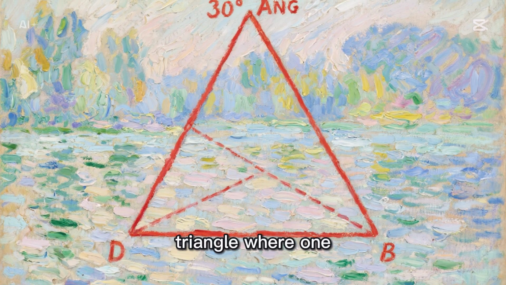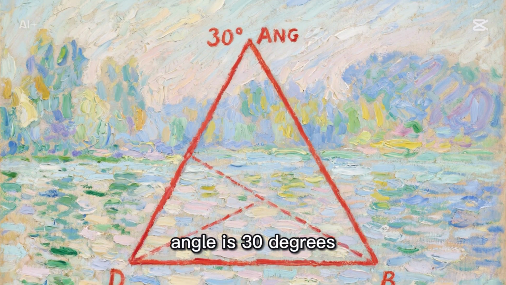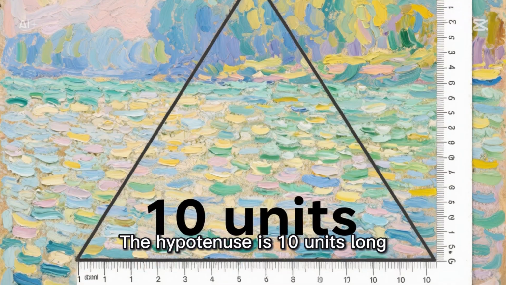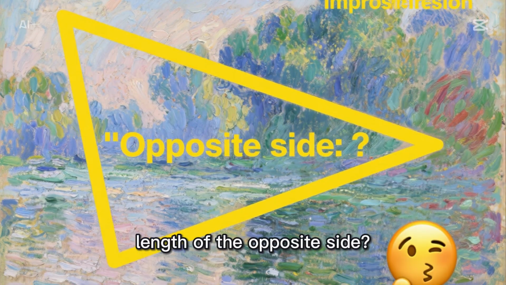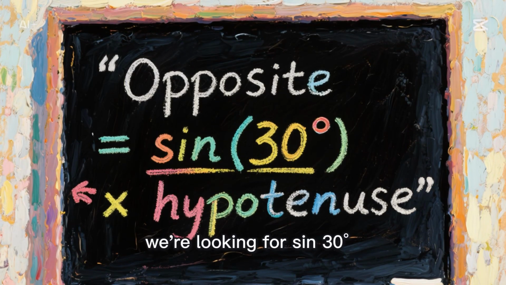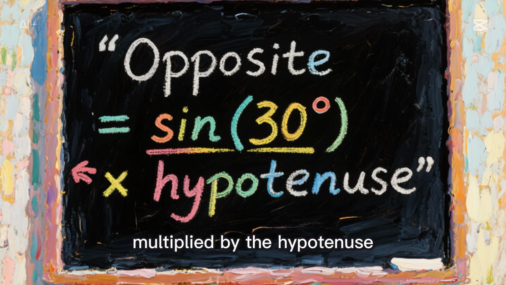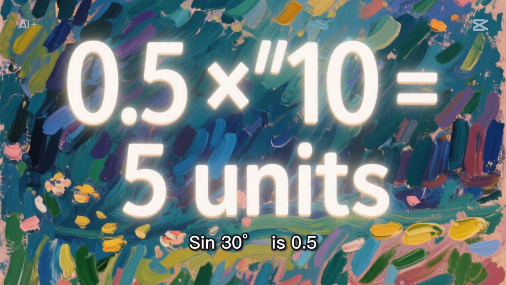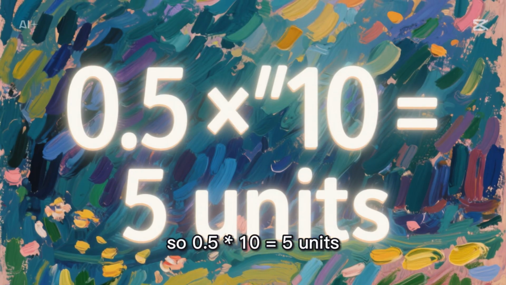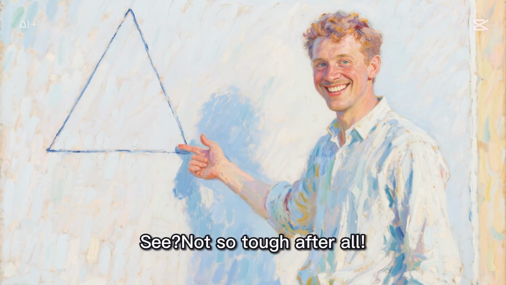We'll start with a right triangle where one angle is 30 degrees. The hypotenuse is 10 units long. Can you find the length of the opposite side? Remember, we're looking for sin 30 degrees multiplied by the hypotenuse. Sin 30 degrees is 0.5, so 0.5 times 10 is 5 units. See, not so tough after all.